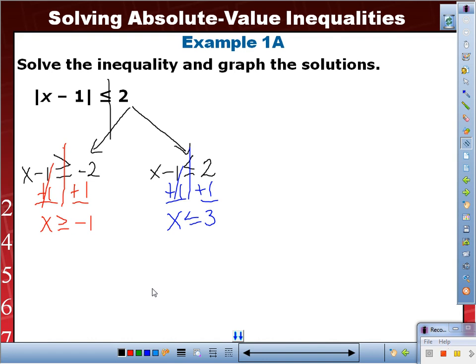So far, so good? Yeah. Now, at this point, we would write the solution set. However, pay attention to what I'm about to say. For absolute value inequalities, write the solution set after the graph. Don't ever forget what I just said.